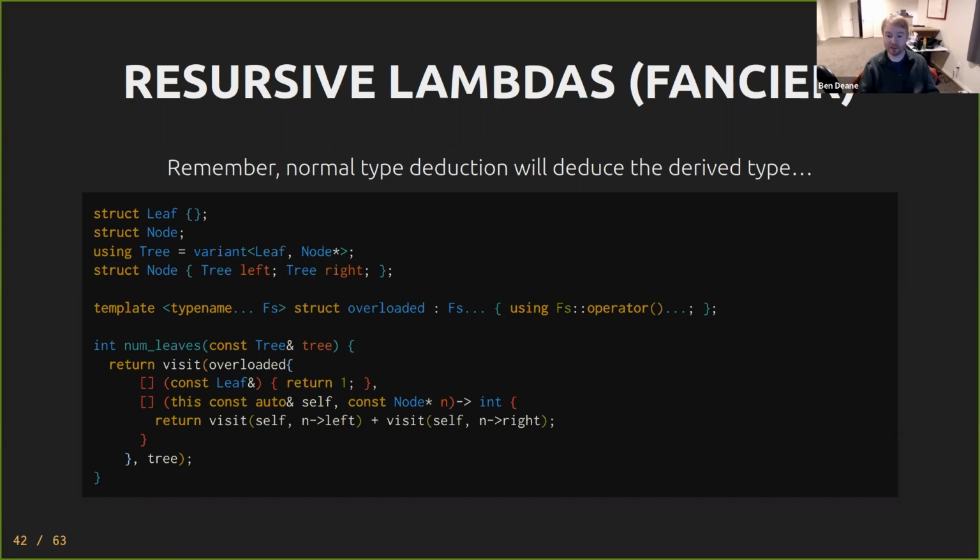And we're visiting the overload set, right? So a tree is a variant of a leaf and a node pointer, and a node is a left tree and a right tree. Now, what's happening here? Well, we're visiting the overload set. So we've got two overloads, one to deal with whether it's a leaf and one to deal with whether it's something else, i.e. a node star.